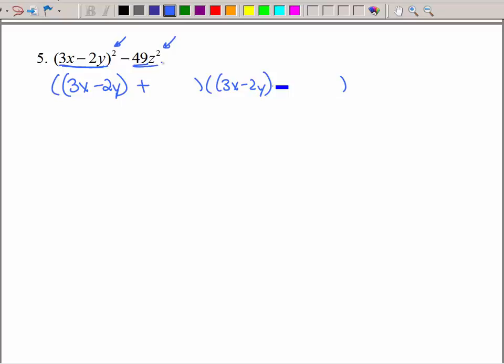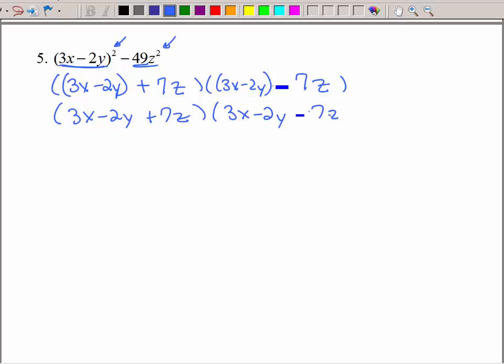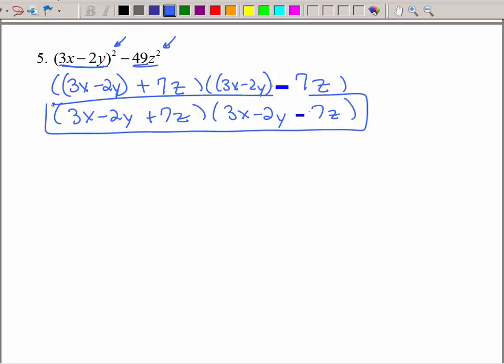Then what times what is 49z squared? 7z times 7z. Now, unlike the last one, there's no like term. So you could leave your answer like that, or you could take out some of those parentheses. They're really not doing anything. I just like to use them to show you where that came from. So that would be your final answer to number 5.